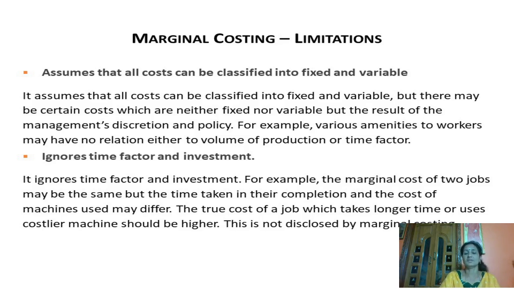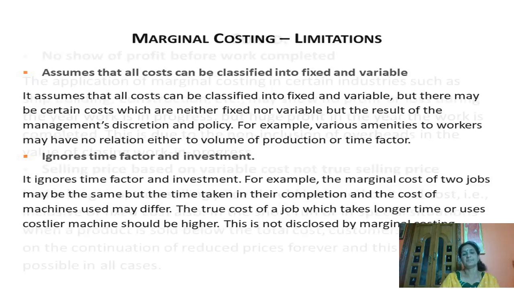But marginal costing gives importance only to the marginal cost. For example, the marginal cost of the two jobs may be the same, that is, the cost incurred by the two jobs may be the same. But when we go in depth, we can find out that one of the jobs has utilized costlier machines, but the marginal cost is the same. And one of the jobs has utilized more time than the other one. So all this has to be taken into consideration while determining the price level or cost level. But all this is not taken into consideration in marginal costing.